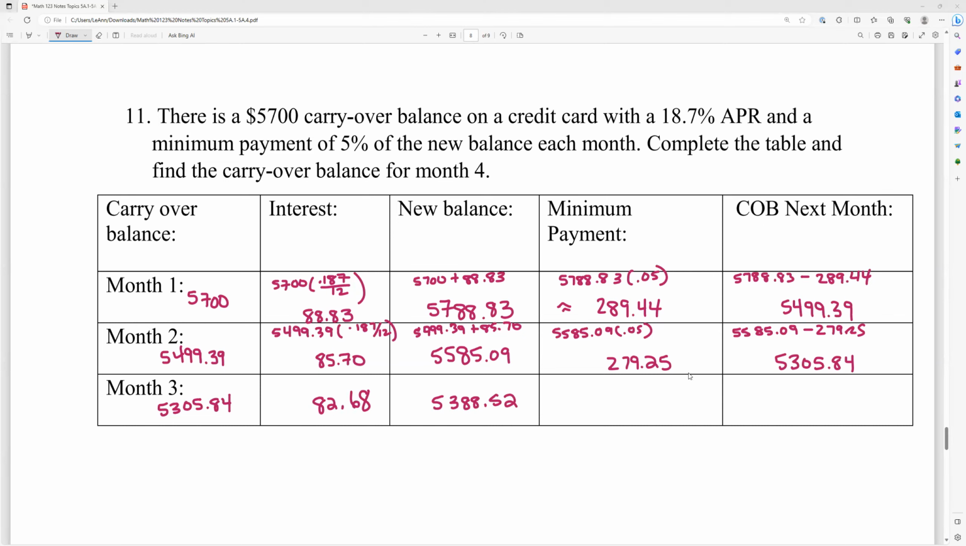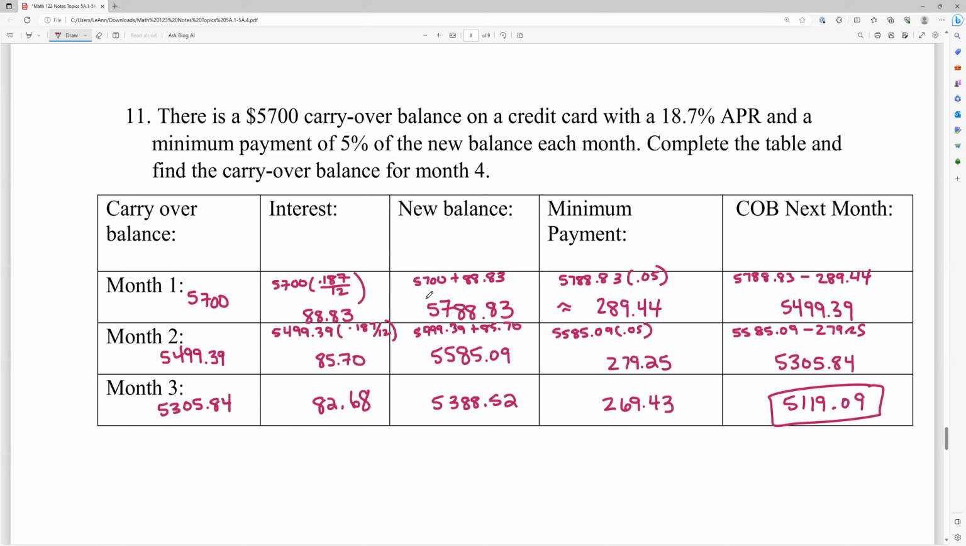Figure out the minimum monthly payment by taking 5% of that. That'd be 269.43. And then we're going to subtract 269.43 from the new balance. So 5,388.52 minus 269.43. They now owe for that month 4 carryover balance 5,119.09. So that was what we were looking for, carryover balance for month 4.